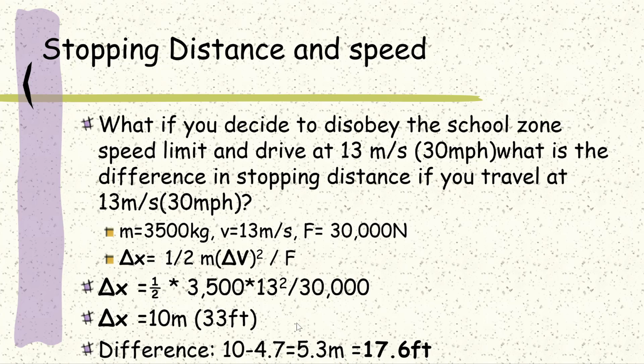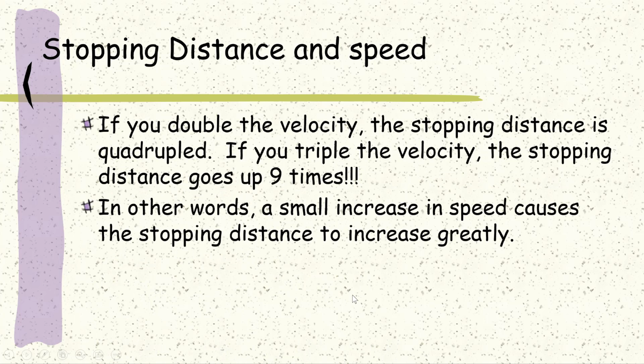So the point that I'm trying to make here, A, is just another way we can solve the equation. But B, since the stopping distance is dependent on the change in velocity squared, the stopping distance would be quadrupled if you doubled your speed, or if you tripled your speed, it would go up by 9 times the amount because you're raising it to the second power.